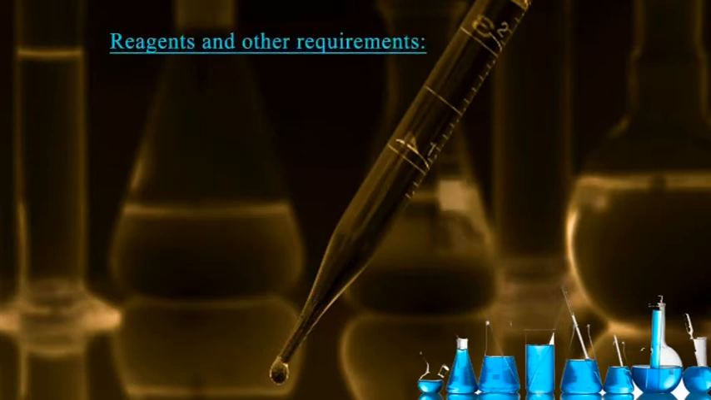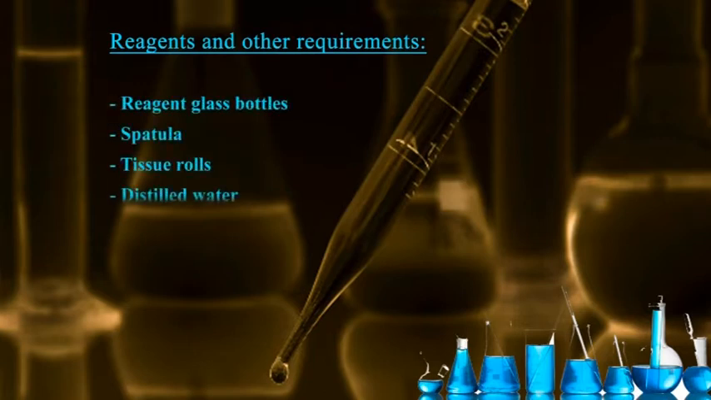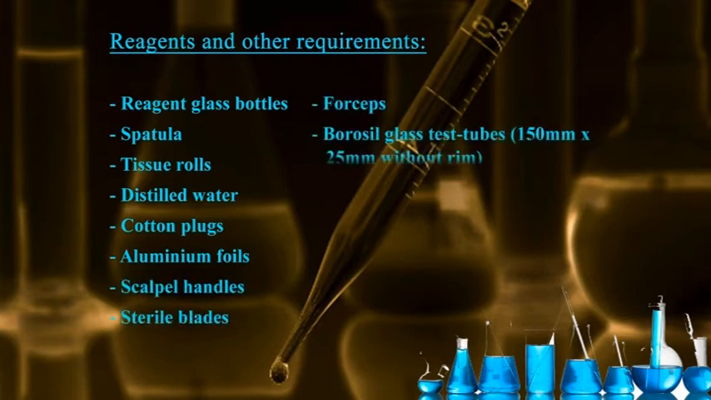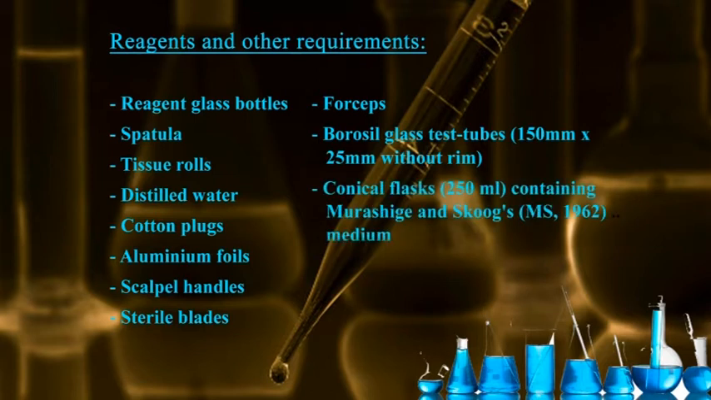Next, let us see the reagents and other requirements. Glass bottles, spatula, tissue rolls, distilled water, cotton plugs, aluminum foils, scalpel handles, sterile blades, forceps, borosil glass test tubes of the size 150 mm into 25 mm without rim preferably, and conical flask of 250 ml containing Murashige and Skoog or MS 1962 medium, marker pens and green pea seeds.